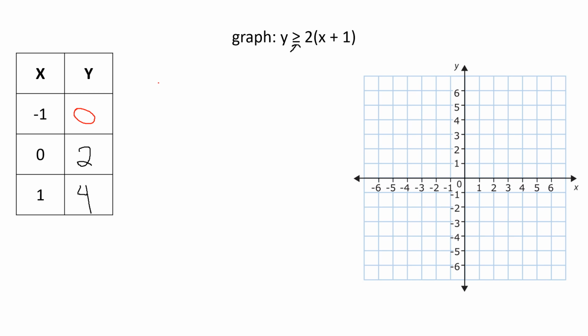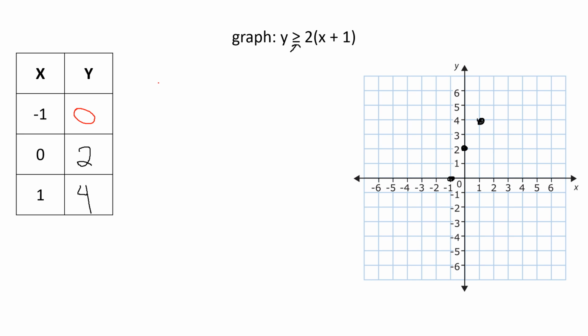So I'm going to plot my points. X -1, y 0, right there. X 0, y 2, right there. X 1, y 4, right there. And I can see my line. I always use 3 points. Technically, I only need 2, but I always do 3 sort of as a safety net, because if one of those dots doesn't line up, I've messed up somewhere.